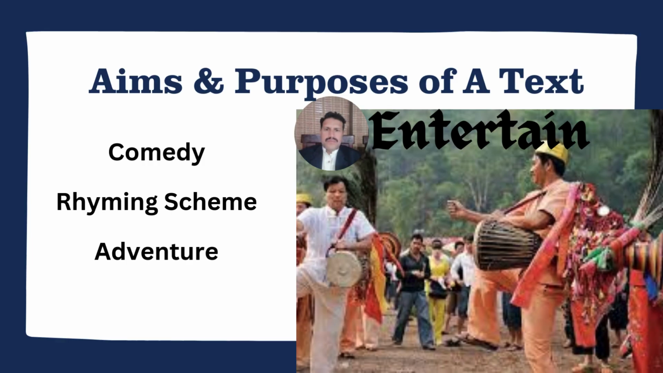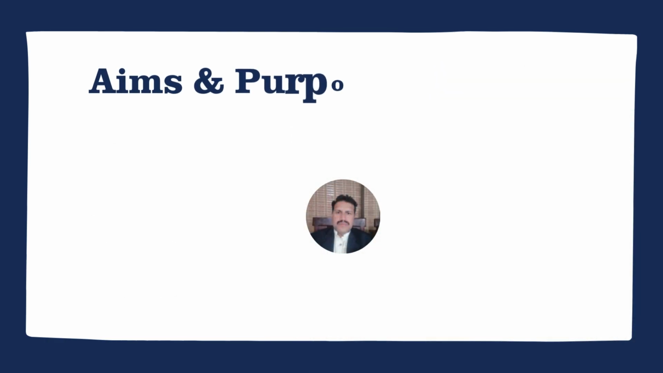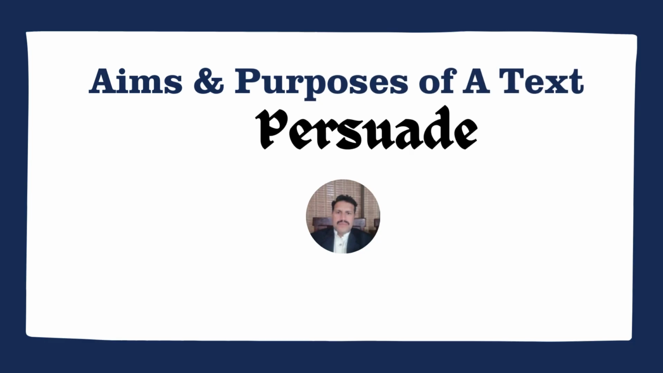And then there are the things which are related to our emotions, which are related to our feelings. For example, if we have fallen in love, the emotions related to our love, our hatred, our anger, they excite us and they also delight us. The third aim of a text is to persuade.